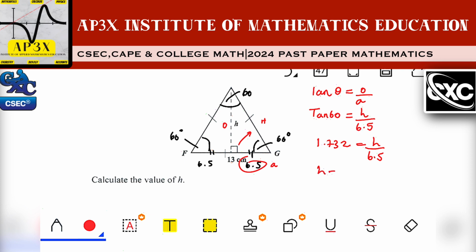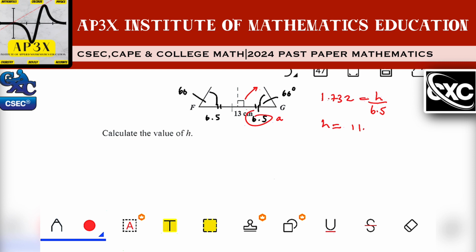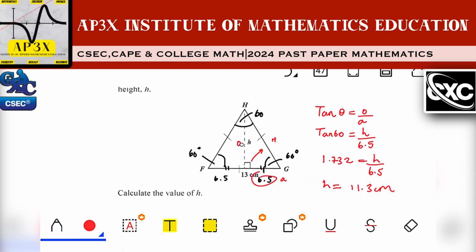So h then is equal to 1.732 times 0.050808, now by 6.5. We end up that h is equal to 11.25. It says, did it specify to one decimal place? No, it didn't. So I'm just going to round this to the nearest one decimal place. So that's 11.3 centimeters. All right, so that would be the length of h here in the middle.